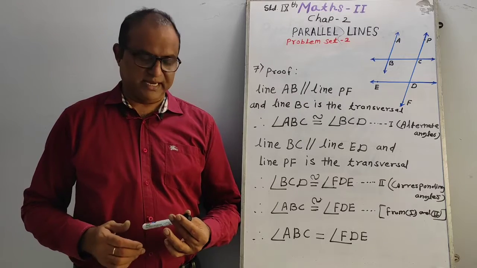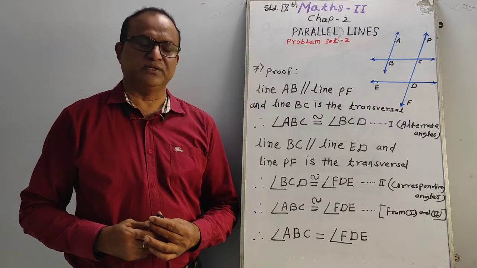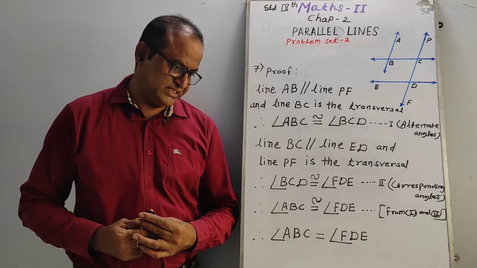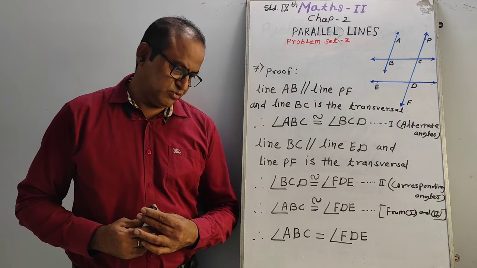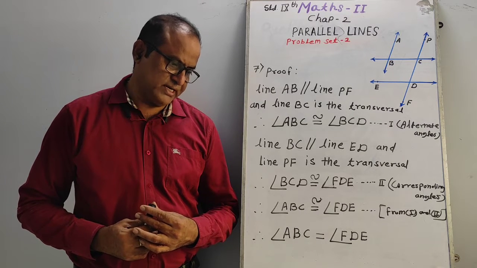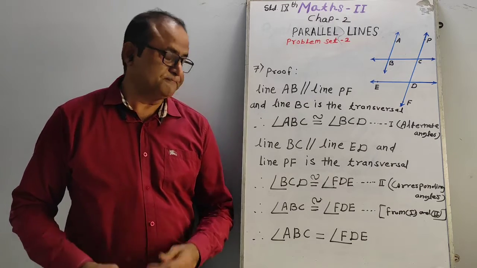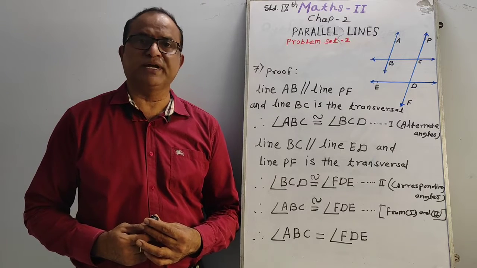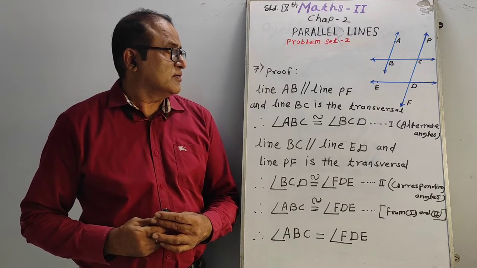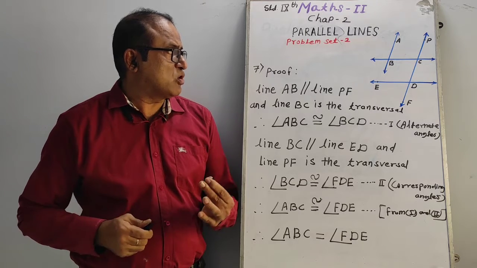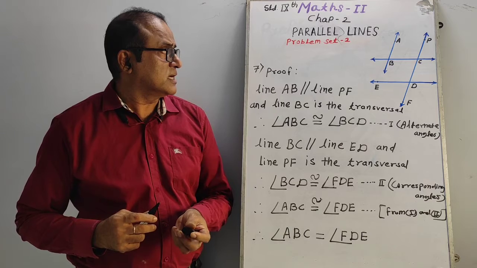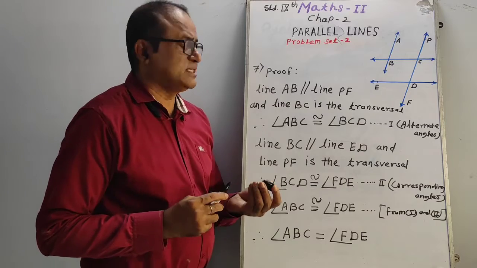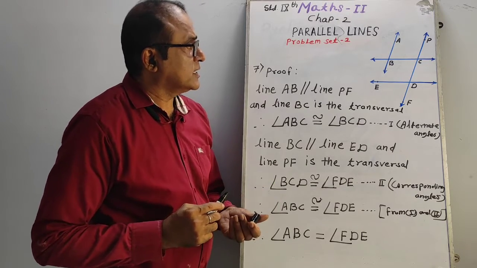Have all of you understood? Next example, example number 7. I am reading example number 7. You listen to it carefully. In the figure, if line AB is parallel to line CF and line BC is parallel to line AD, then prove that angle ABC is equal to angle FDE. In this example, we have to prove angle ABC is equal to angle FDE. Before that, we have to draw the figure given in the example, and then from the figure we have to prove angle ABC is equal to angle FDE.